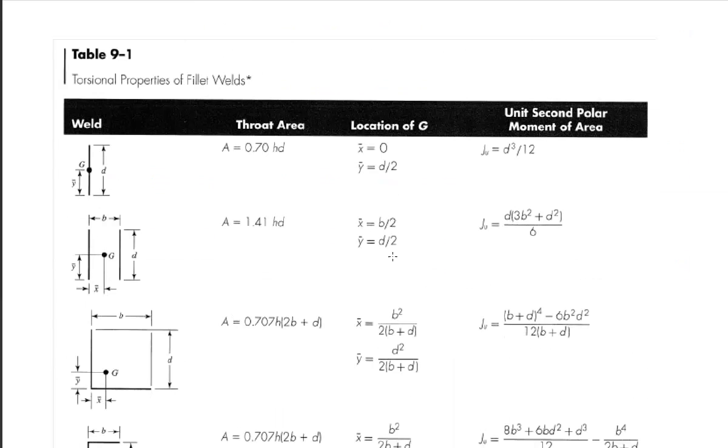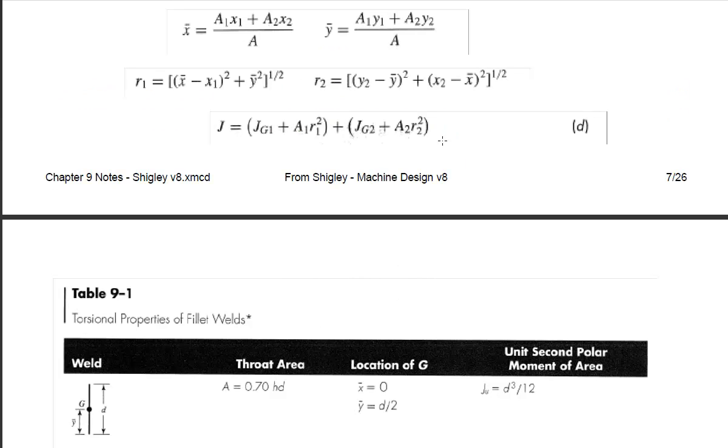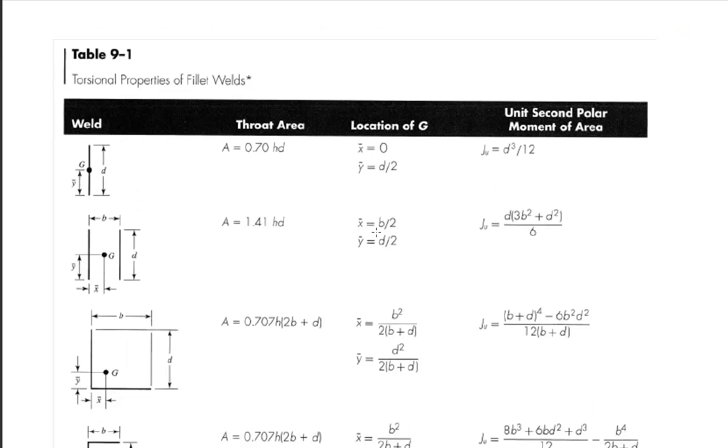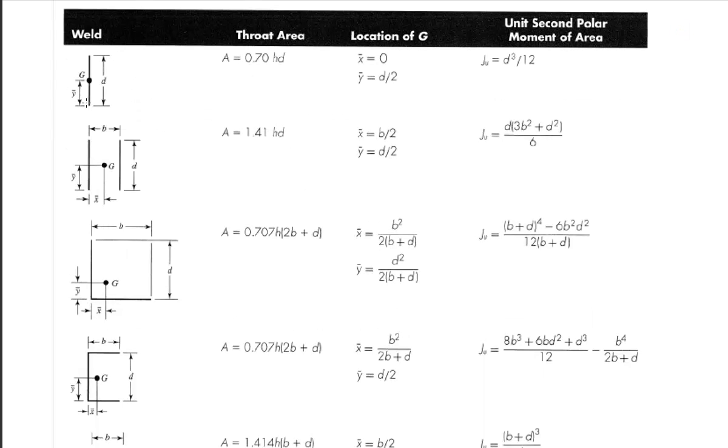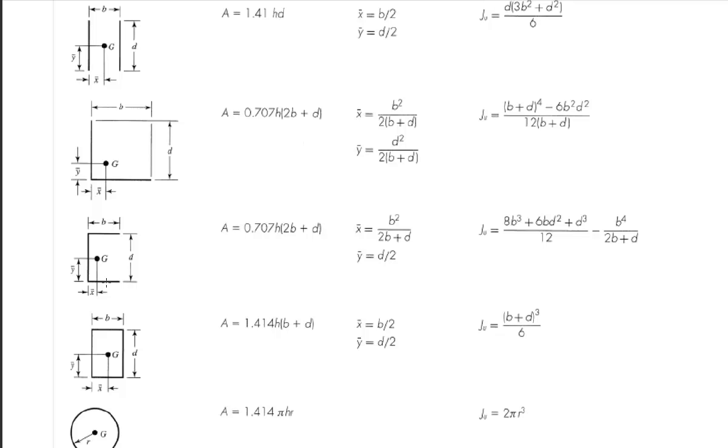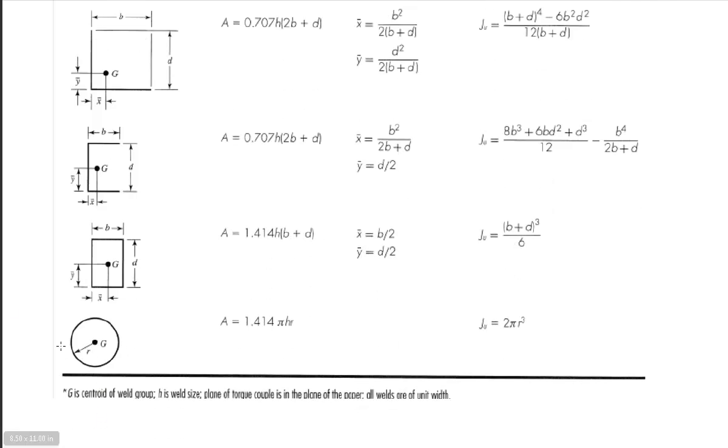What's nice is the author gives us J values, these polar moments of inertia, for lots of different shapes, including a single straight line, two parallel lines, two welds of different length forming a right angle, welds forming a C, welds forming a rectangle, and welds forming a circle.